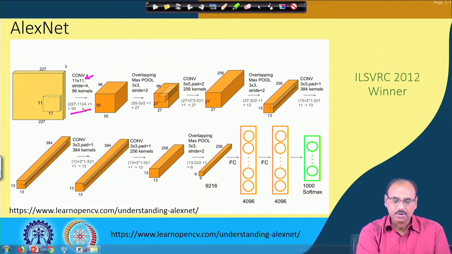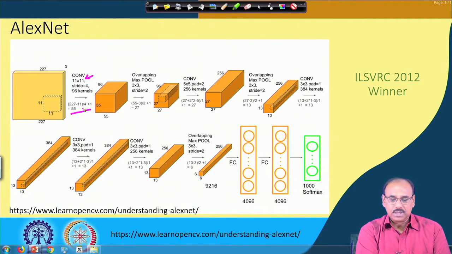As we said before in our previous class, I can compute what the feature size will be. The feature size will simply be 227 minus 11, divided by 4, because 4 is the stride, plus 1, which gives you 55. So every feature map after the first convolution layer is of size 55 by 55.